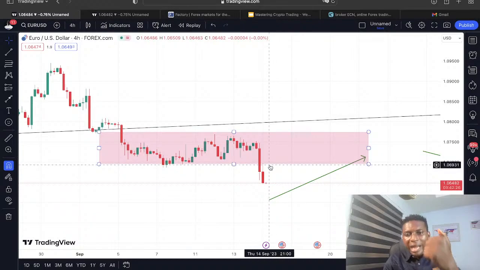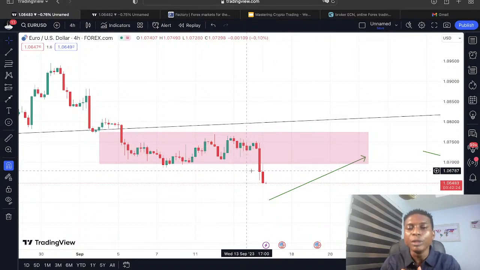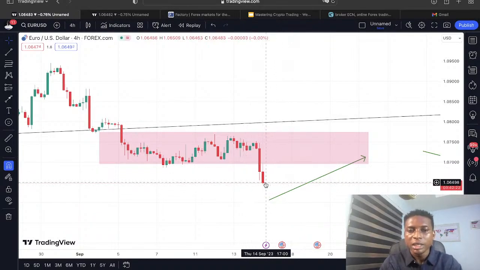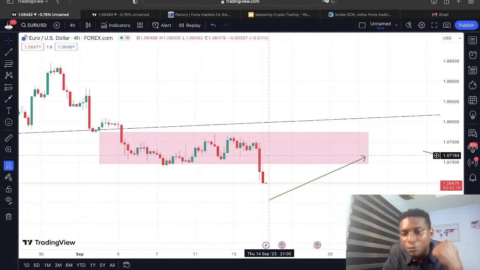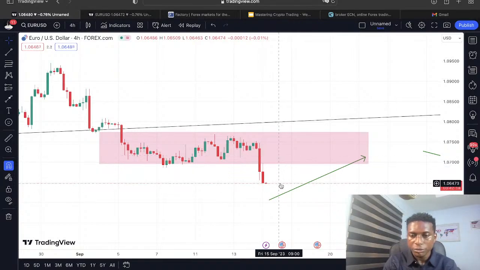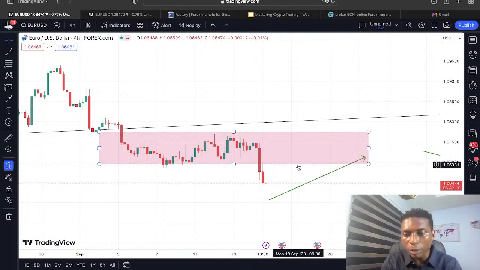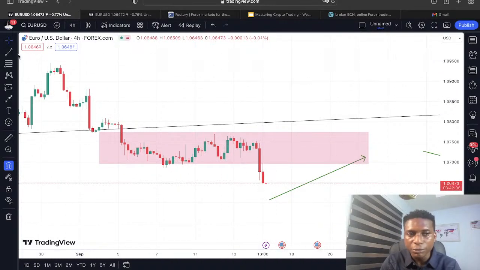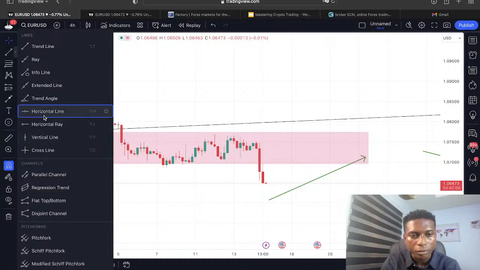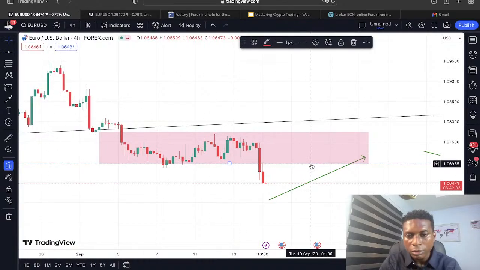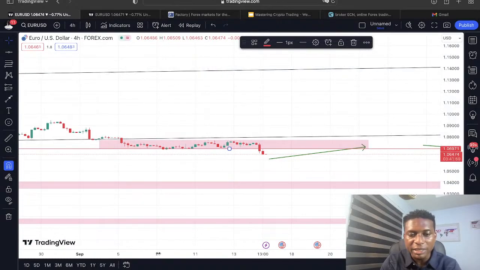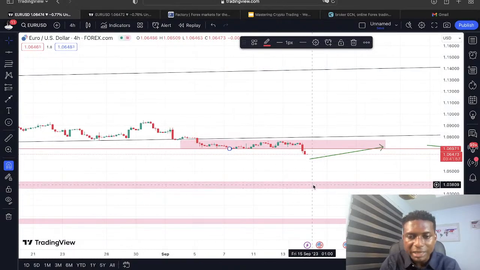So after this breakout, what I will be doing as a trader is shorting this market. I'm shorting this market, expecting further movement in price. So you can short from here. You can put your stop loss at this level, and your target price and take profit at this level.